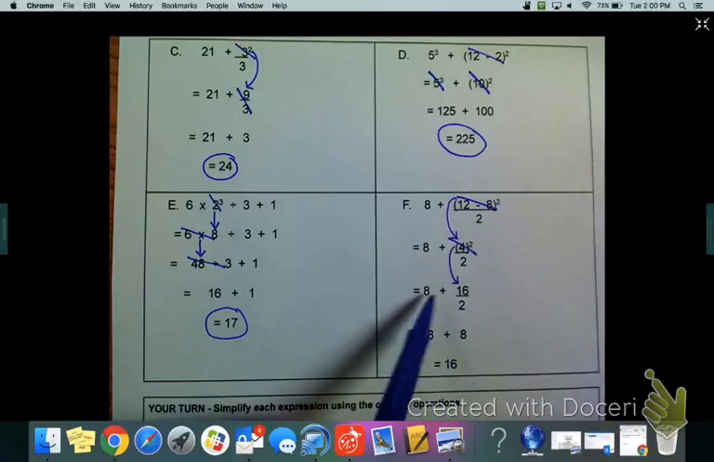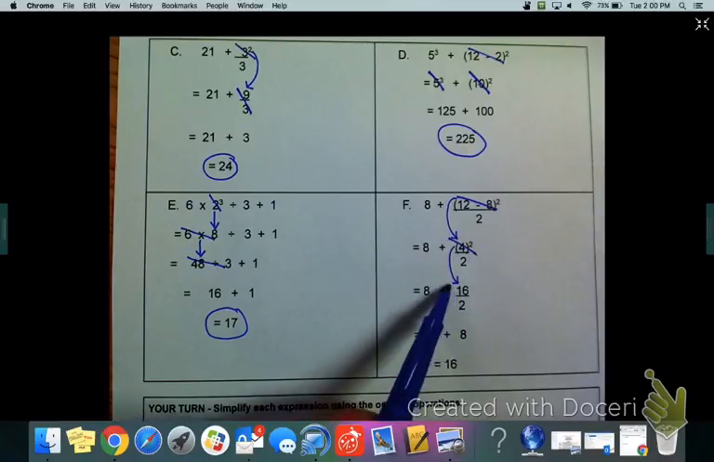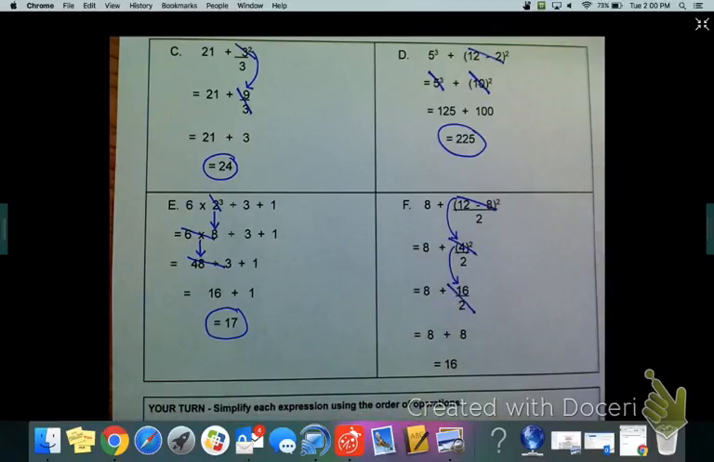So now I have 8 plus 16 divided by 2. I have to do division before I do addition. So 16 divided by 2 is 8. And then I have 8 plus 8 is 16.